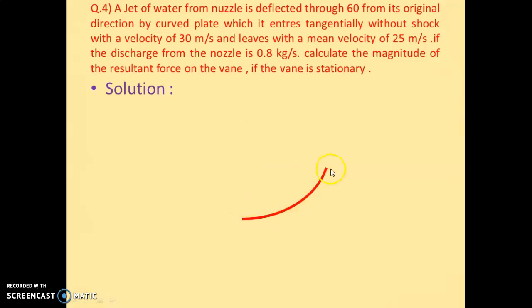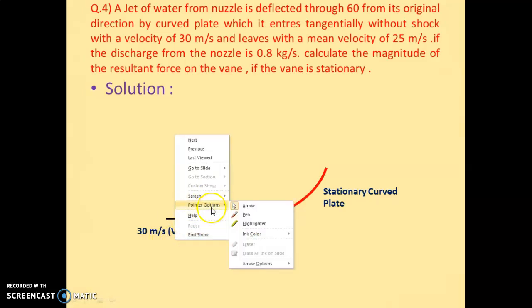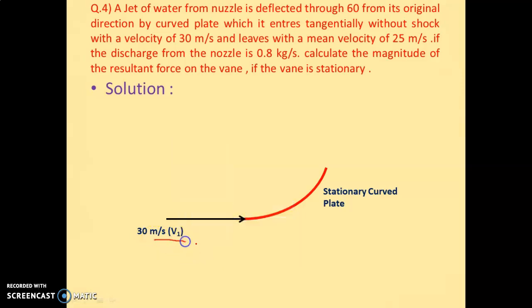Okay, now this is the vane, this is the curved vane. Now what happens, this is the stationary curved plate. Now what happens, the jet enters the curved plate tangentially without shock with a velocity of 30 meter per second. Okay, this is the initial velocity, and it leaves with a mean velocity of 25 meter per second. Okay, what happens, this jet of water leaves this plate with a velocity of 25 meter per second.